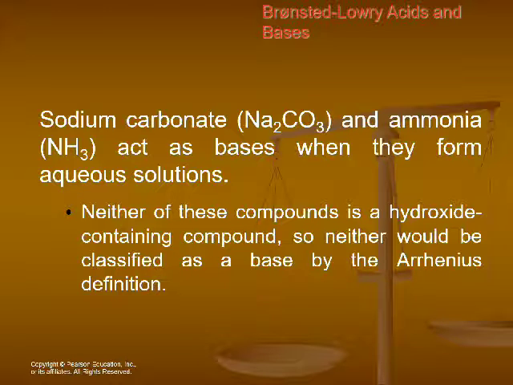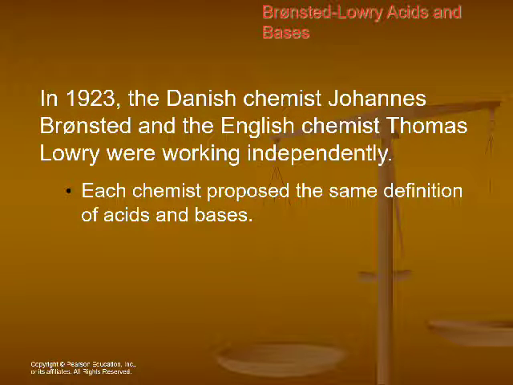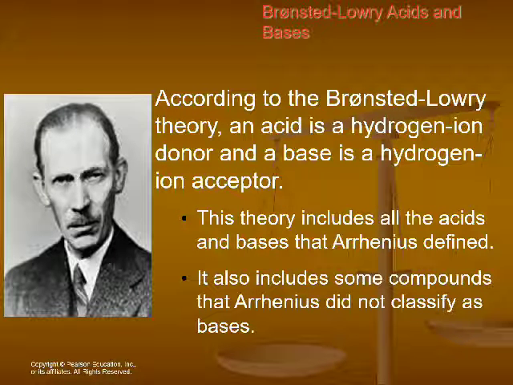Neither of these compounds is a hydroxide-containing compound, so neither would be classified as a base by the Arrhenius definition. In 1923, the Danish chemist Johannes Bronsted and the English chemist Thomas Lowry were working independently. Each chemist proposed the same definitions of acids and bases. According to Bronsted-Lowry theory, an acid is a hydrogen ion donor and a base is a hydrogen ion acceptor. This theory includes all the acids and bases that Arrhenius defined. It also includes some compounds that Arrhenius did not classify as bases.